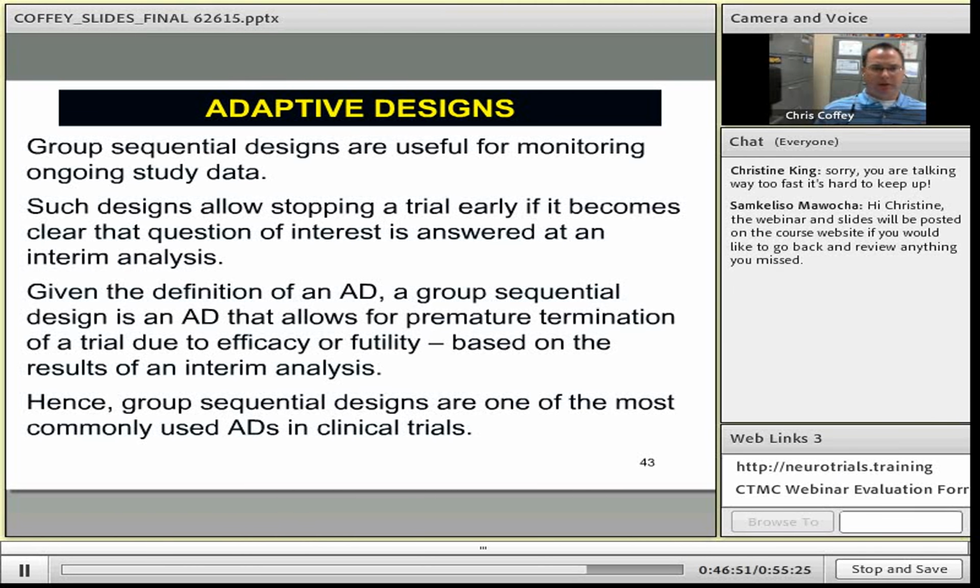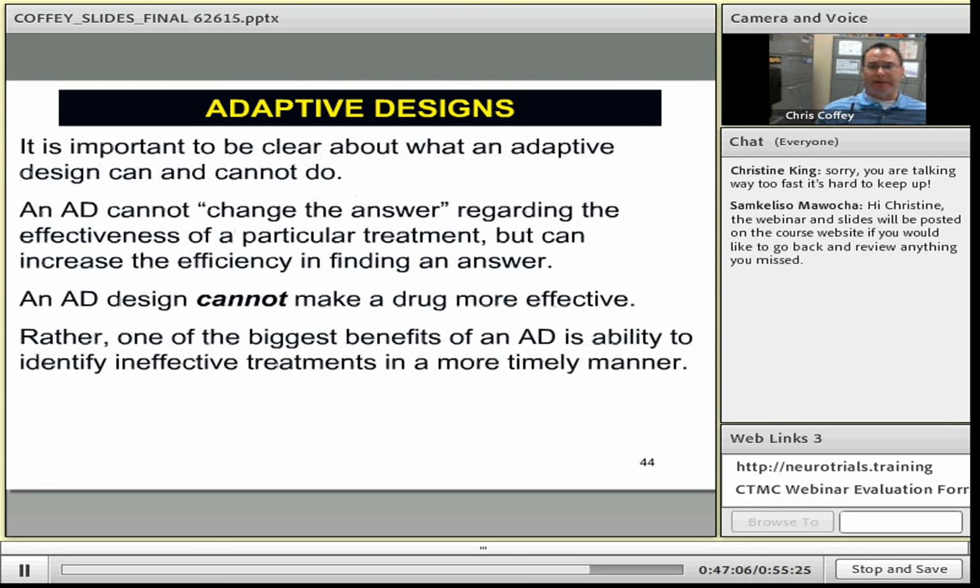Next slide, please. A common one, actually, most of you have probably encountered adaptive designs, whether you think you have or not, because group sequential designs, or the interim monitoring that we do with O'Brien-Fleming, Lan-DeMets type spending functions in clinical trials, actually fit under the definition of an adaptive design.